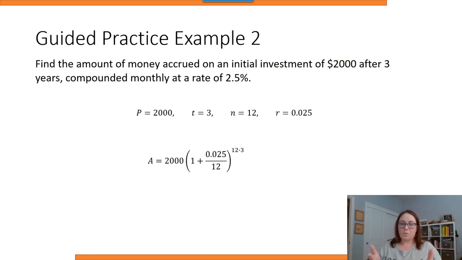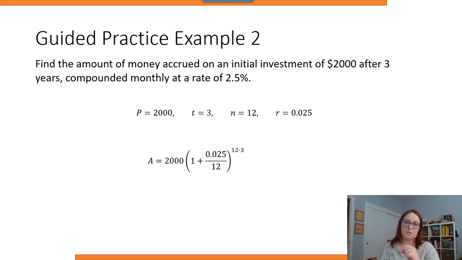I've got parentheses around the 1 plus 0.025 over 12. If you're going to do 12 times 3 typed into your calculator, you're going to want to put parentheses around that, or make sure that it's all being put into the exponent and not just the first of the two numbers. If you plug all that in, you should get some large number with a decimal at the end. This is accruing. You should get something greater than what you started with. So keep that in mind.